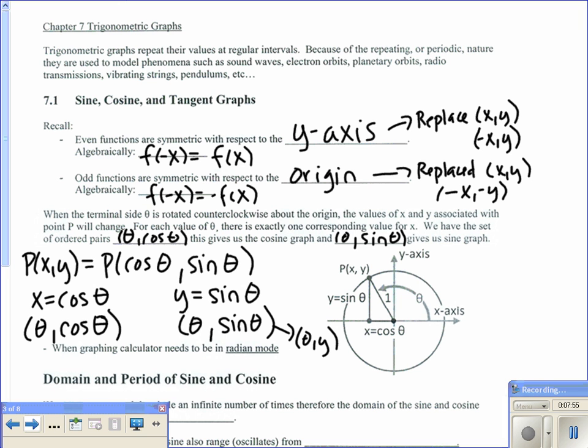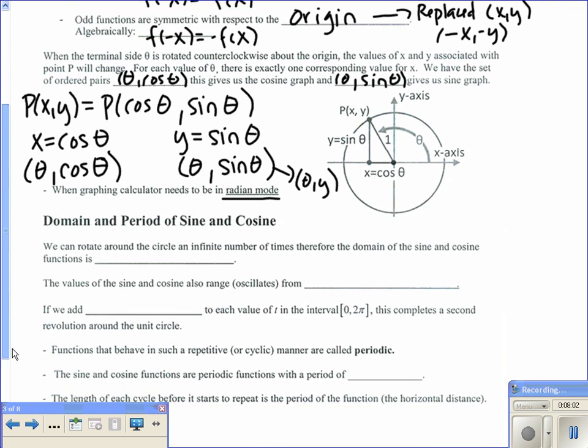Now, we're not going to do this in our calculator just yet because we need to be able to do these by hand first, but when we do, you're going to have to be in radian mode. And I'll eventually show you guys how to do that.